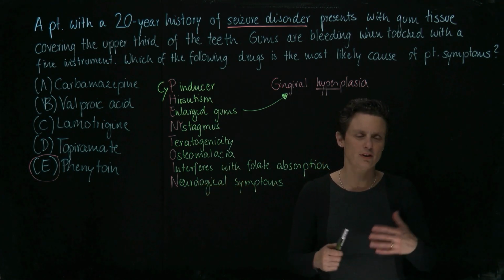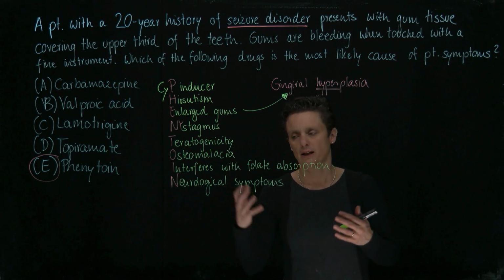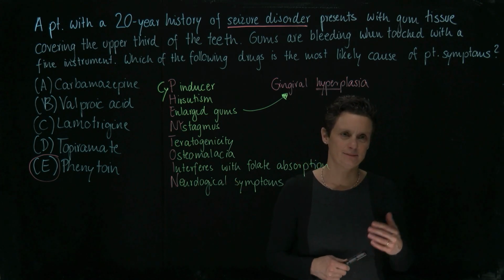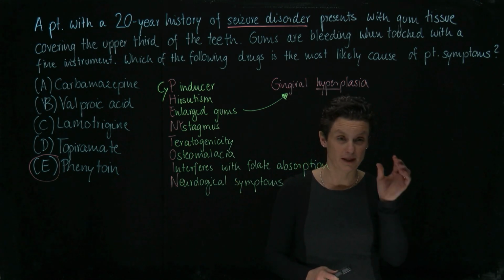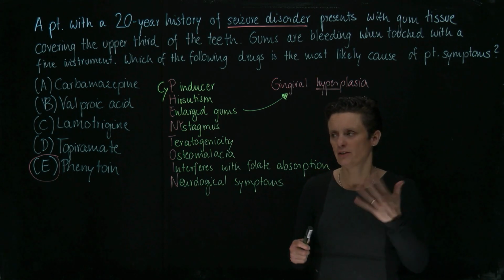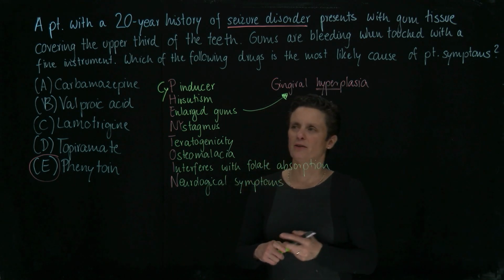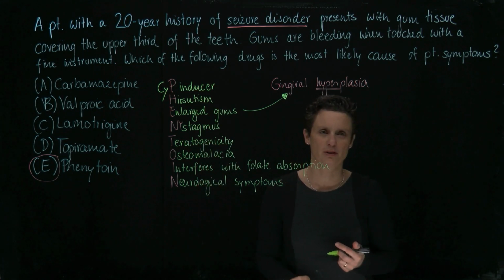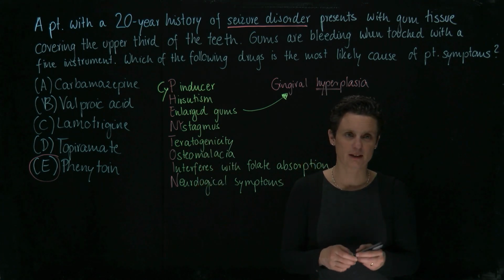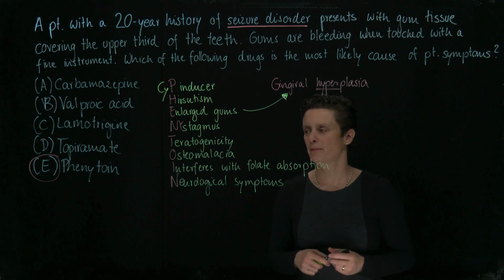So all kinds of neurological symptoms, slurred speech, ataxia, nystagmus, diplopia, seeing double vision. So these are these kinds of symptoms. So these are all different adverse effects of Phenytoin. So quite a lot, and it's very helpful to remember them.